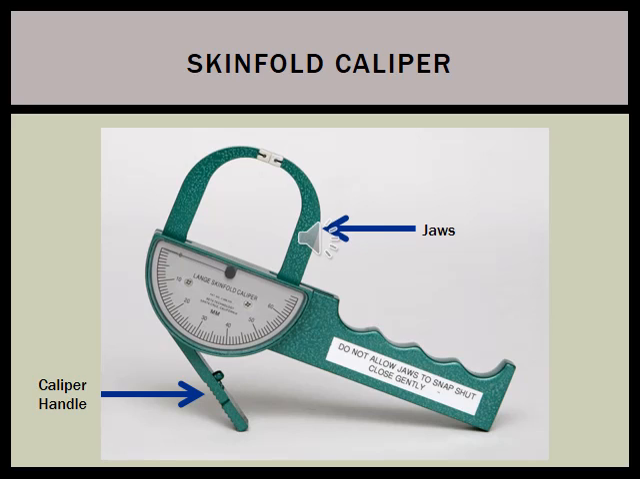The different parts of the skin fold caliper are the jaws, which are what clasp onto the fat, and then the caliper handle, which is what you press down to open up the jaws. The fat is measured in millimeters and can be seen on the scale.